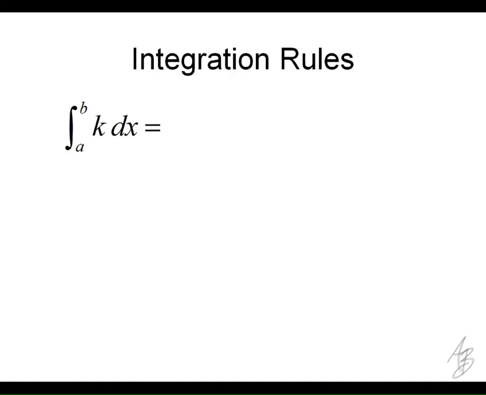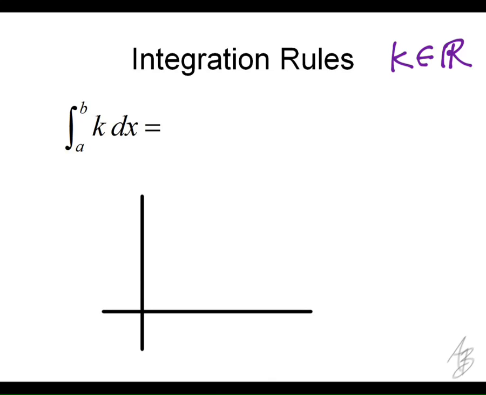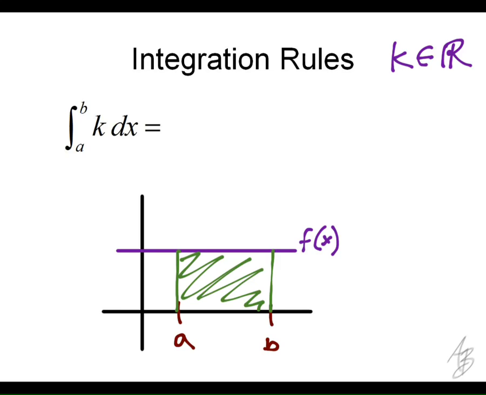Just to be clear here, k is just some real number, some constant. So if we have a function where f of x now doesn't really depend on x, but it's just a horizontal line. There's our f of x, and we integrate from a to b. How could we find this area right here? Let me clarify here. This f of x is equal to k.